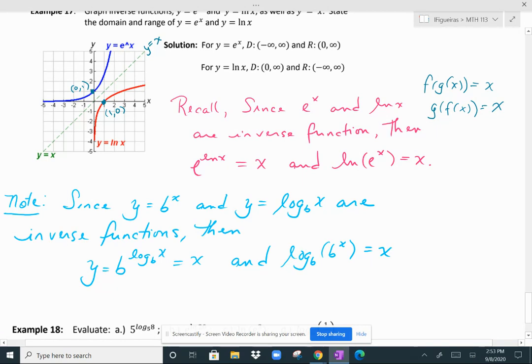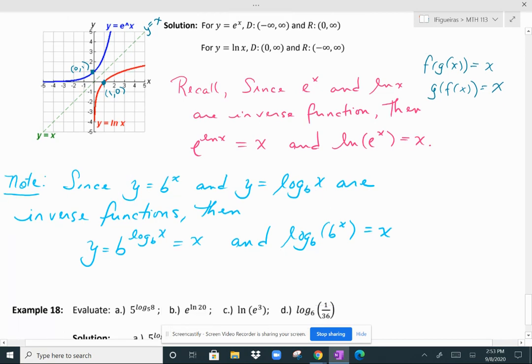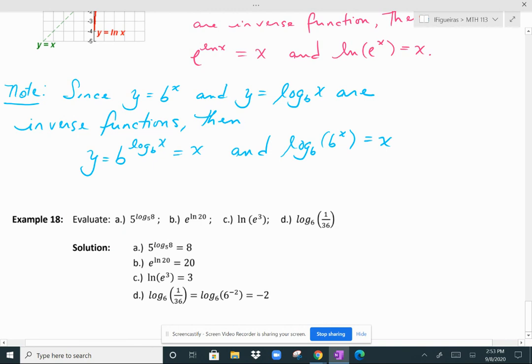So this is true for any base. So if y equals b to the x and y equals log base b of x are inverse functions, then b to the log base b of x equals x, and log base b of b to the x also equals x. Again, that composite relationship of inverse functions just reduces down to x. All right, so we're going to evaluate a few of them using that information.